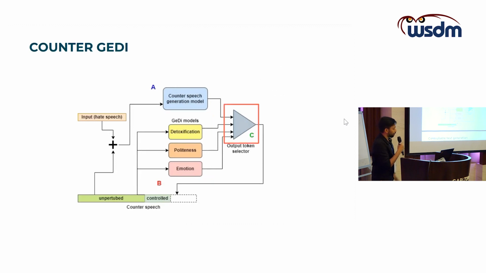And finally, there is an output token selector, which takes in the preferences from both these models, that is, the counter speech generation model as well as the JEDI models, the attribute controller models, and generates a particular token which is not only relevant, but also has the required attributes in the output.